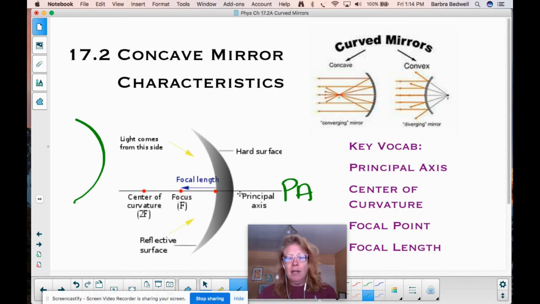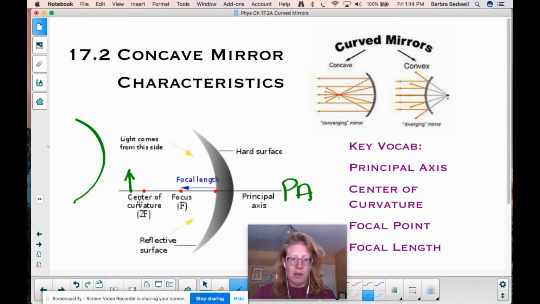Principal axis. A lot of times as we're drawing this, it'll help us orient what the curvature of the mirror is relative to the item. A lot of times we'll draw items standing on the principal axis. It just makes it easier for us to use. So principal axis, again, is a radius through the center of curvature of that particular object.